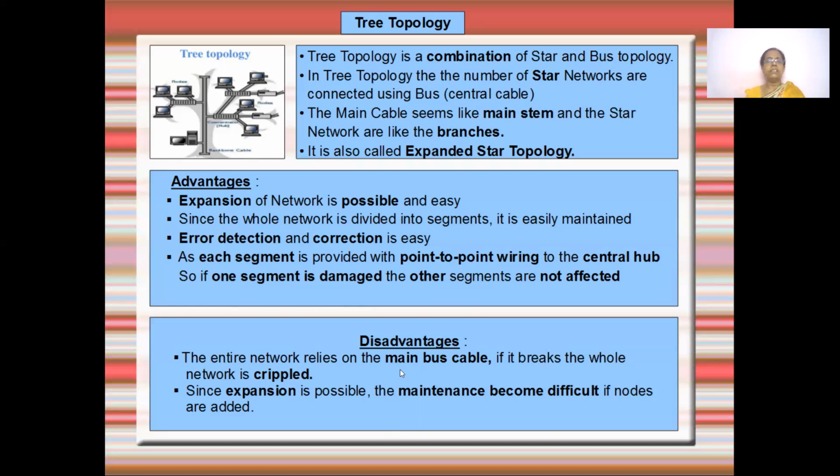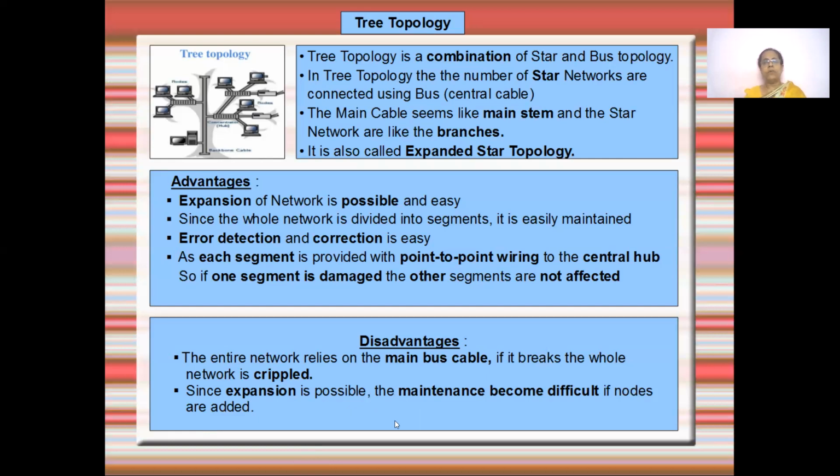But there is a disadvantage. If the main bus cable is damaged, none of these branches will work. None of these segments will work. If it is broken, the whole network gets crippled. They stop working. Expansion is possible, but maintaining them is very difficult, because you have to keep adding so many nodes, again put a hub and then connect all of them with different cable wires. So addition of this is very difficult.